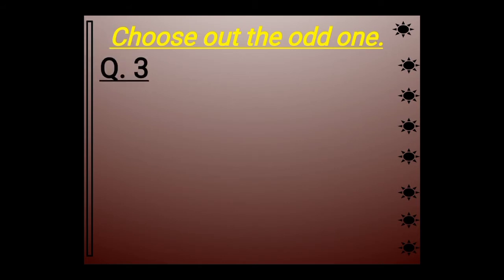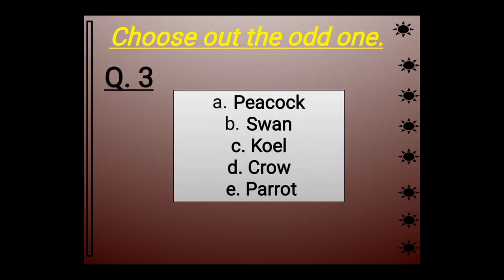Next question. This question appears to involve a variety of birds. Peacock, quail, crow, parrot are birds on the ground, which means they are not water birds. But swan is a water bird. So the odd man out of this question is swan. Swan is the only water bird in the group.